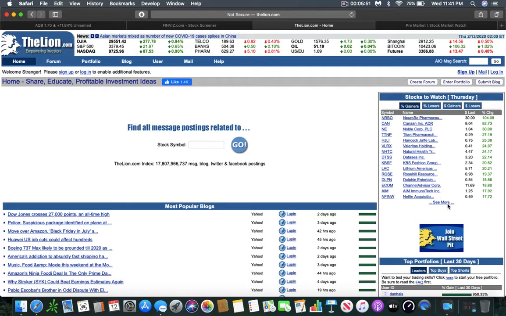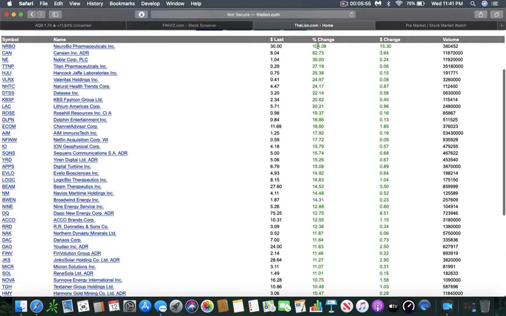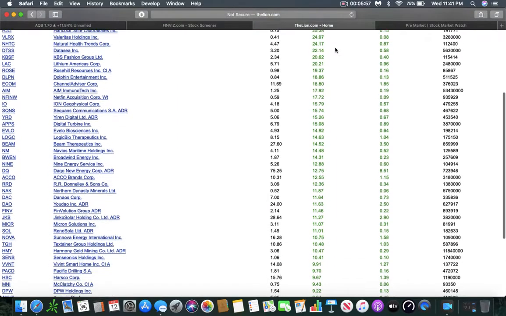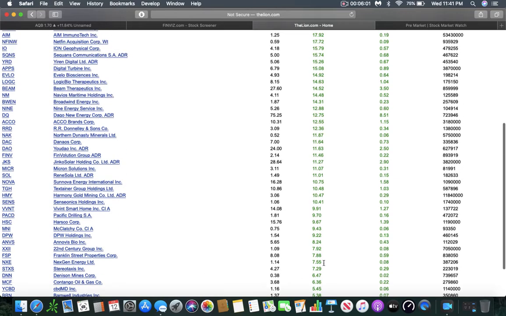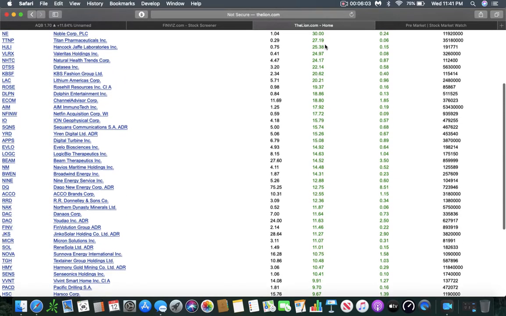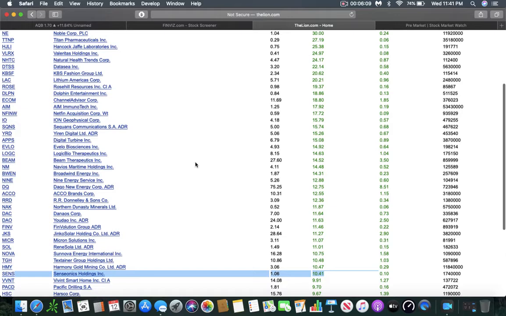website to verify. Now, if you click on See More, you can see the percent change gainers from 104% all the way down to some nominal increases here of about 5.16. So I typically will go through and spot check up until about 10% gainers. And again, I'll go through the same process.